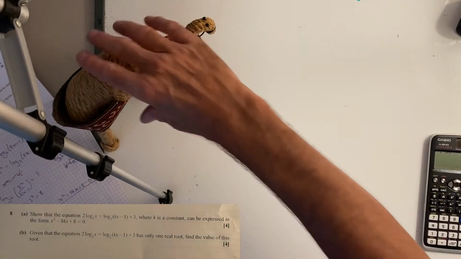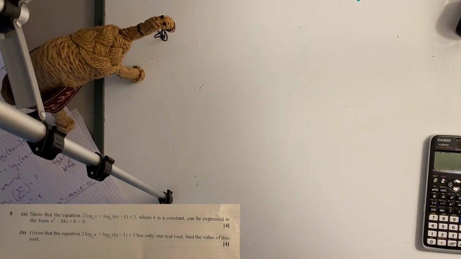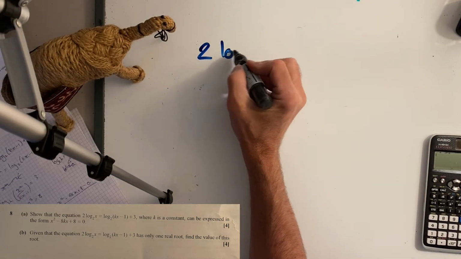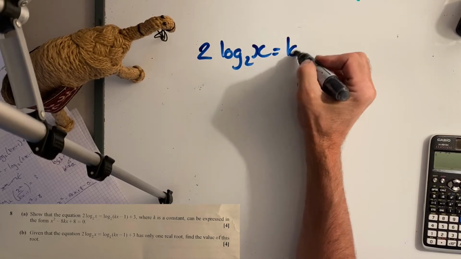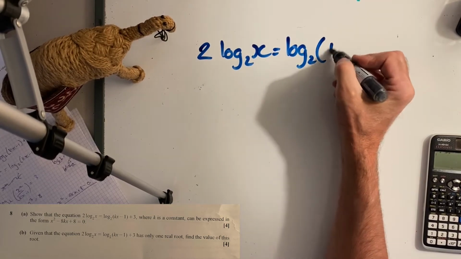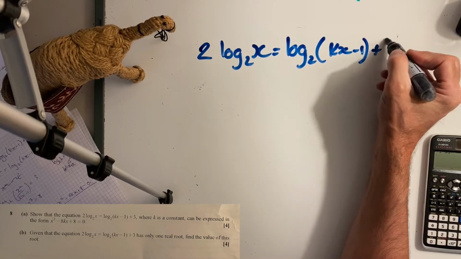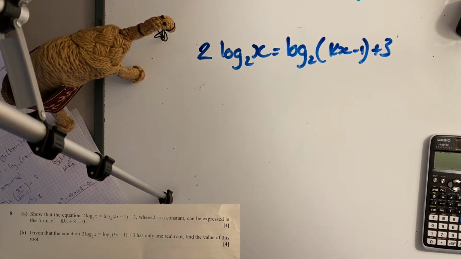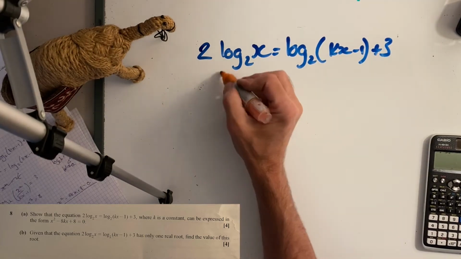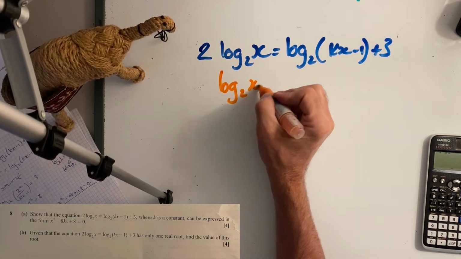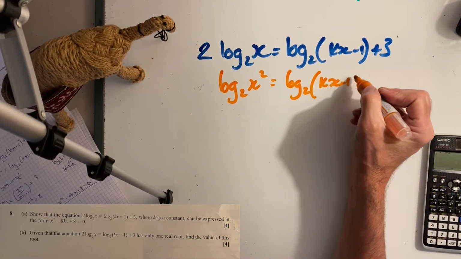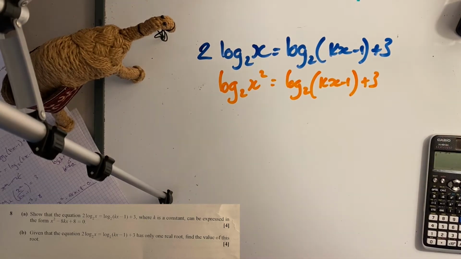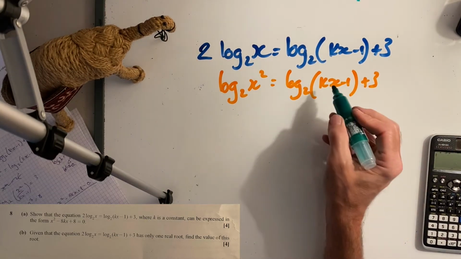Okay, so we're looking at question 8, and it's to do with logs, and you need to know your log rules. If you look at the question, it says 2 log base 2 of x equals log base 2 bracket kx minus 1, and then plus 3. We can deal with the 2 in front of the log base 2 by multiplying that up, so it's x squared. And then we can take away the log base 2 bracket kx minus 1.